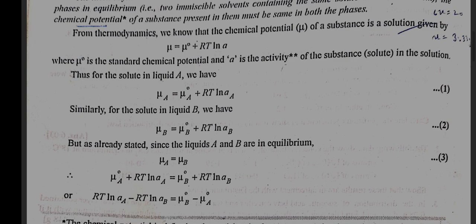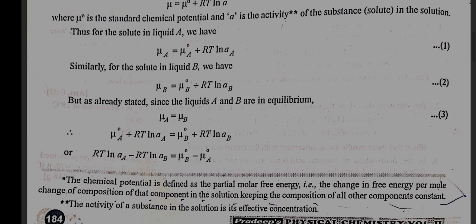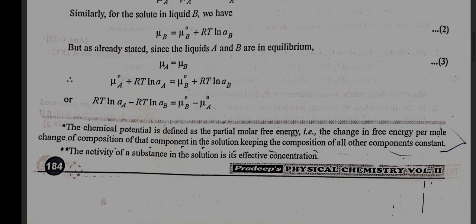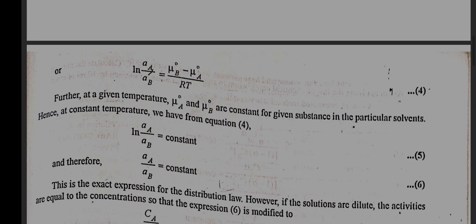Thus, for the solute in liquid A, we have mu A equal to mu naught A plus RT ln a A. Similarly, for the solute in liquid B, we have mu B equal to mu naught B plus RT ln a B. But as already stated, since the liquids A and B are in equilibrium, mu A equal to mu B. Then mu naught A plus RT ln a A is equal to mu naught B plus RT ln a B. By rearranging this equation we find that ln of activity of A divided by activity of B is equal to mu naught B minus mu naught A, divided by RT.